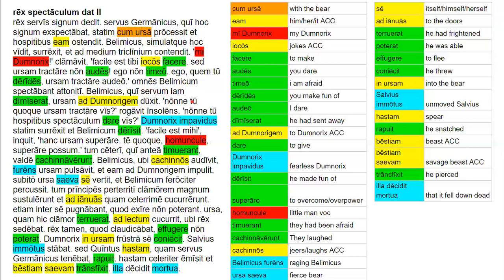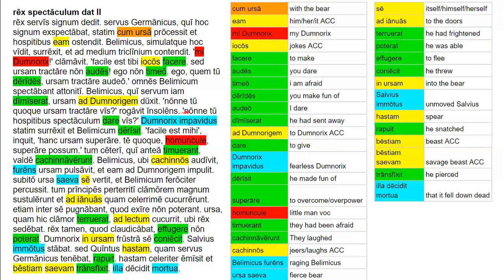Nonne tu quoque ursam tractare vis? Nonne is going to introduce a question, and it's expecting a yes answer. So surely you also want to handle the bear. Right? Vis is a present tense verb. Tractare is the complementary infinitive. Ursam is the direct object, and quoque is the adverb.